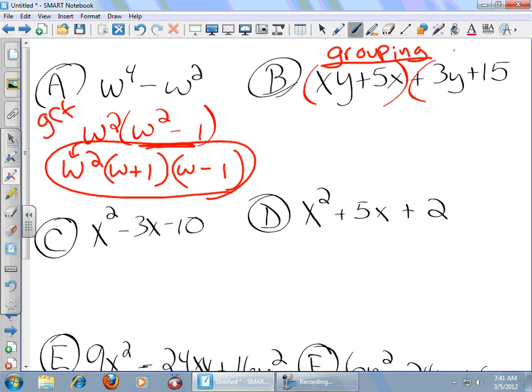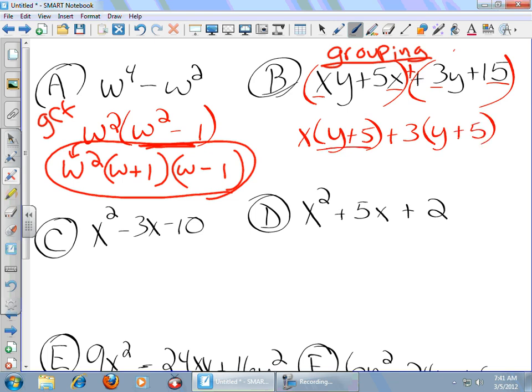Remember, I'll grab the sign and always put an addition between. The GCF here looks like it's an X. I'll factor it out. I'll get Y plus 5, plus the GCF here is a 3. Factor it out, and I'll get a Y plus 5, and notice the Y plus 5 shows up twice on both sides of the plus sign. I'll pull him out and be left with an X plus 3. And there we go.